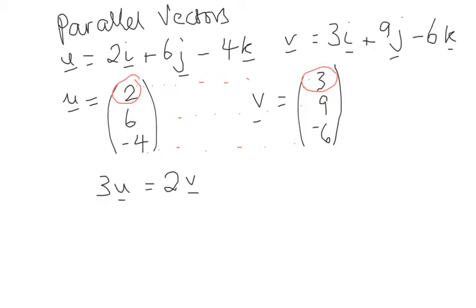The y components work this way too. 3 6's is 18, and 2 9's is 18 as well. The z components, 3 times -4 is -12, and 2 times -6 is -12, so I'm sure that these are parallel. I just have to write it down now. So 3u equals 2v.